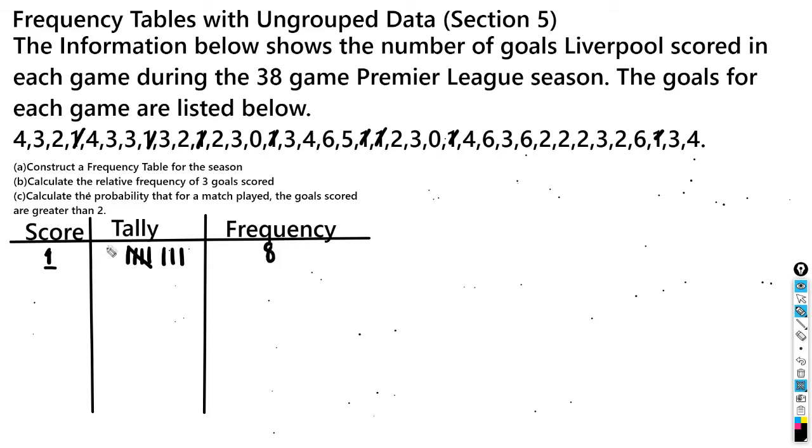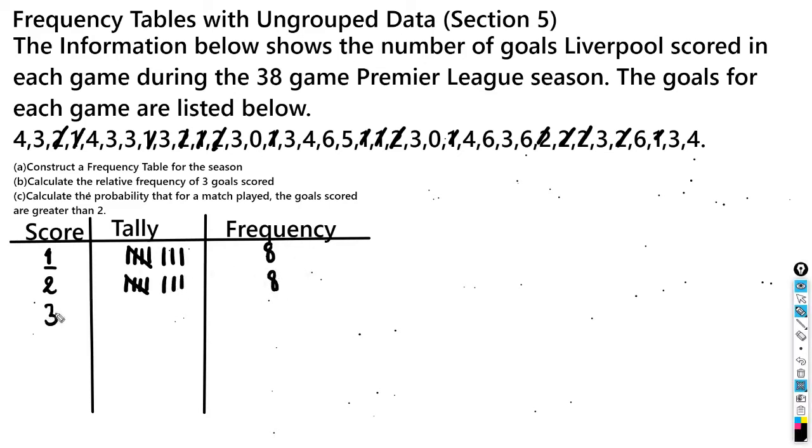All right. Then for the next one, which is 2, we're going to cross them out: 1, 2, 3, 4, 5, 6, 7, 8. This one is also 8. So we're going to end up with a tally of 8, so this is 8 for 2.